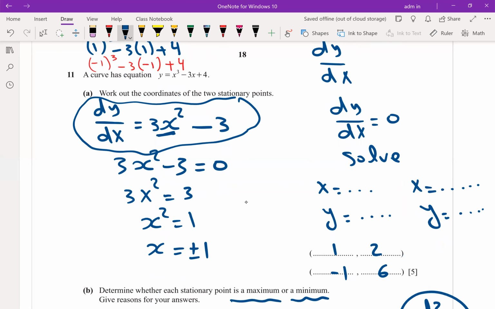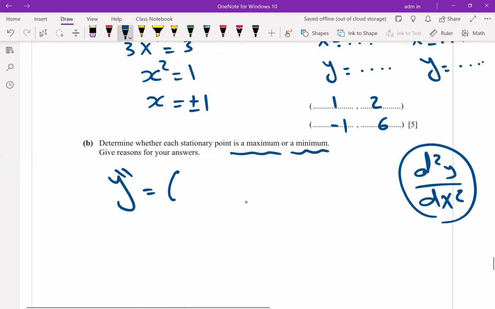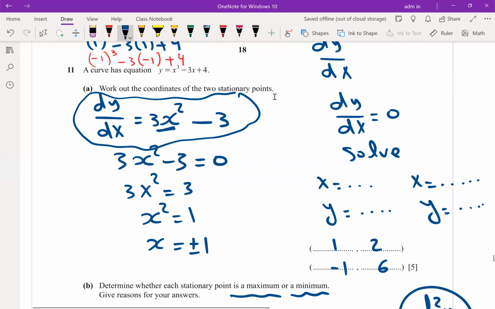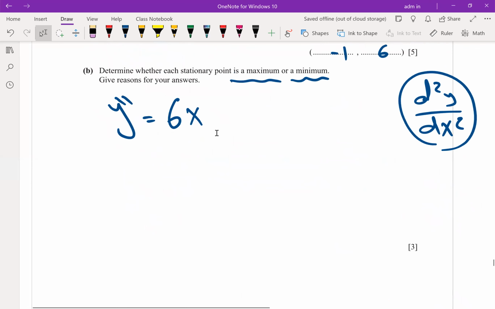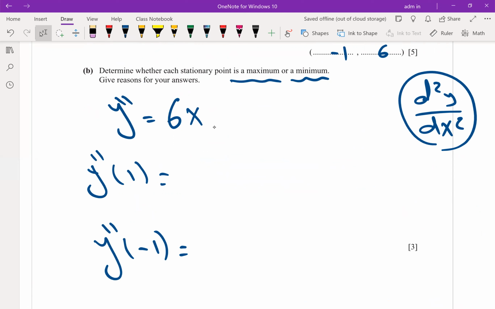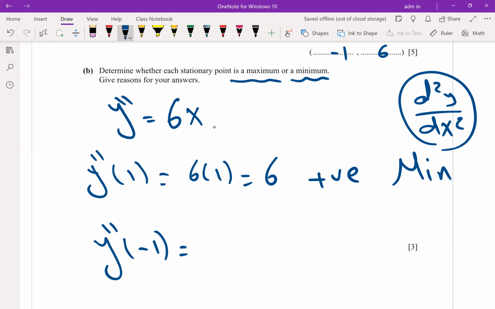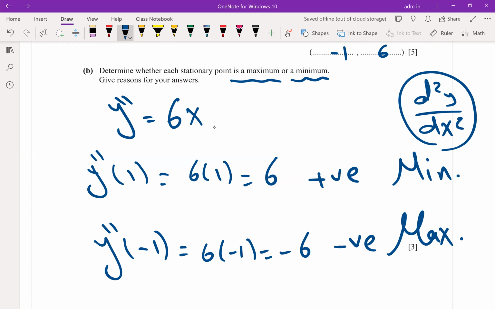Derivative of 3x squared, 6x. Derivative of -3, 0. Then get y double dash for x equals 1 and for x equals -1, the stationary values of x. Substitute in the second derivative. 6 times 1, the answer 6. The answer is positive. If it is positive, it will be a minimum. y double dash for x equals -1: 6 times -1, the answer is negative. If it is negative, the value will be a maximum.